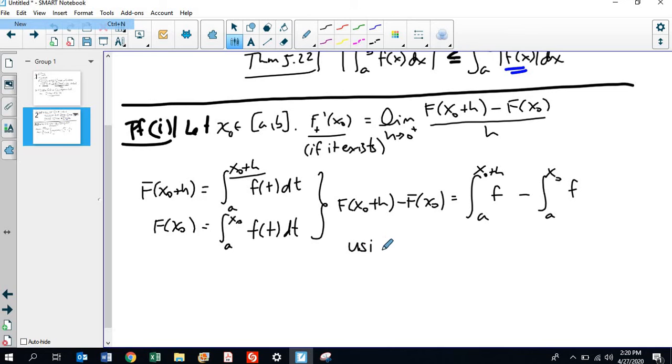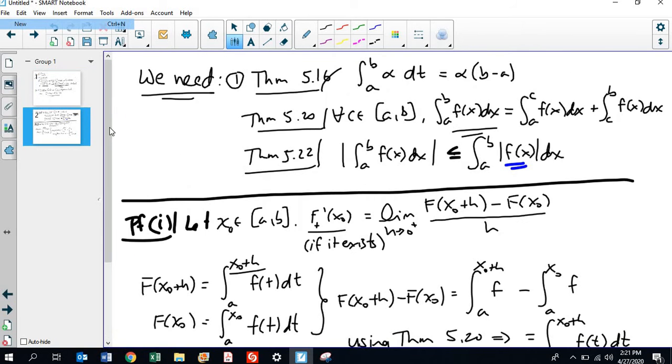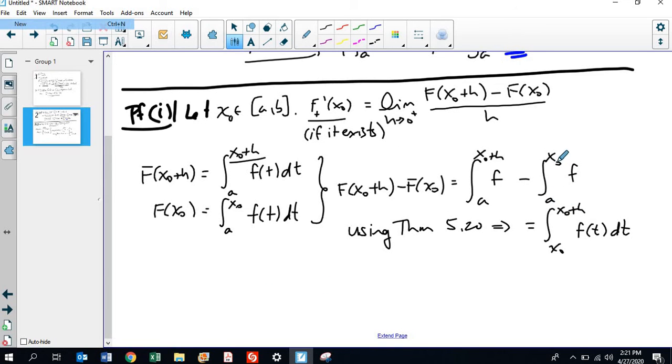And so using theorem 520, this breaks down to just be the integral from x sub 0 to x sub 0 plus h of f of t dt. Okay, so this is the theorem we talked about up top here, 520, that says if you're integrating from a to b, you get the integral from a to c plus the integral from c to b, right? So this is the integral from a to c, this is the integral from c to b, and here's the integral from a to b. So we just did a little bit of algebra and took this to the other side. So this difference right here is equal to this.